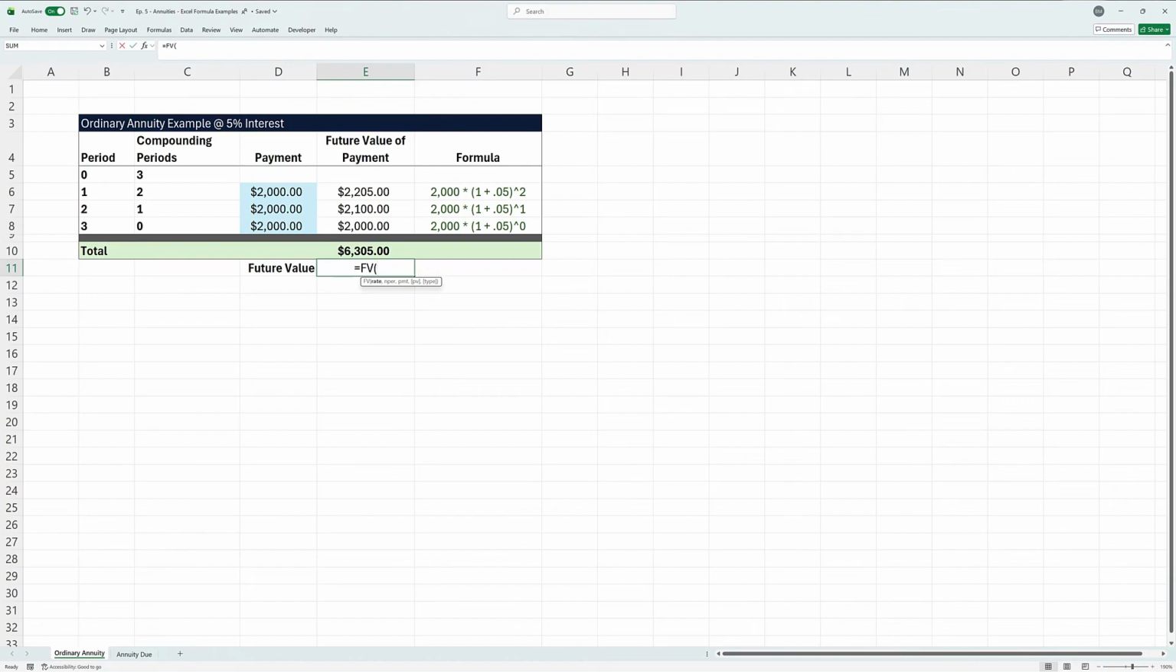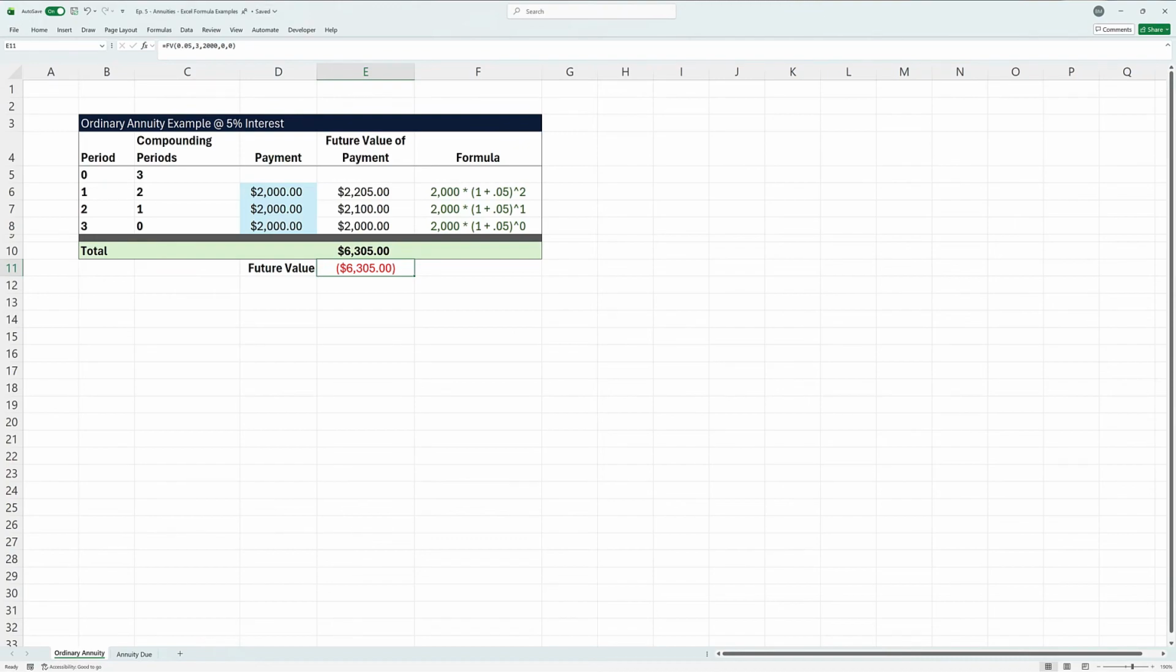The interest rate per period, which is 5% in our case, the number of periods, which is 3, the payment amount of $2,000, the present value, which is 0 since we're not starting with an initial balance, and finally the last input is a 0 to indicate that these payments occur at the end of each period, which is what we want because we're calculating this for an ordinary annuity. And as you can see, entering these inputs gives us the same $6,305 future value we calculated manually.